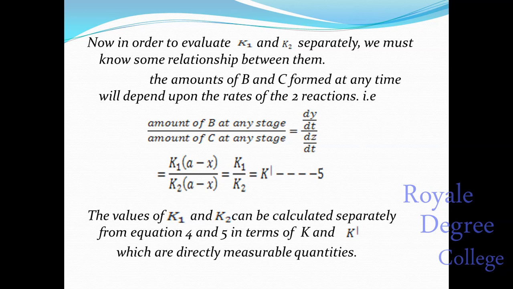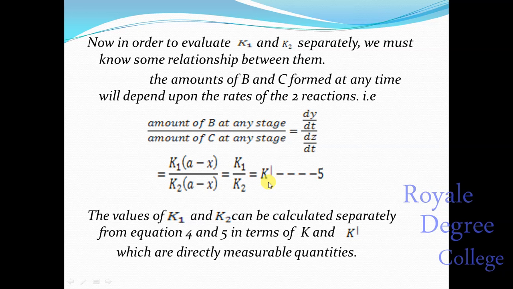That is, amount of B at any stage, that is nothing but dy by dt, should be divided by amount of C at any stage, dz by dt. So in place of dy by dt, we are keeping the value k1 (a minus x), and in place of dz by dt, we are keeping its value k2 (a minus x). Now a minus x gets cancelled, so we will get k1 by k2, that is equal to k dash. It is our equation number 5.